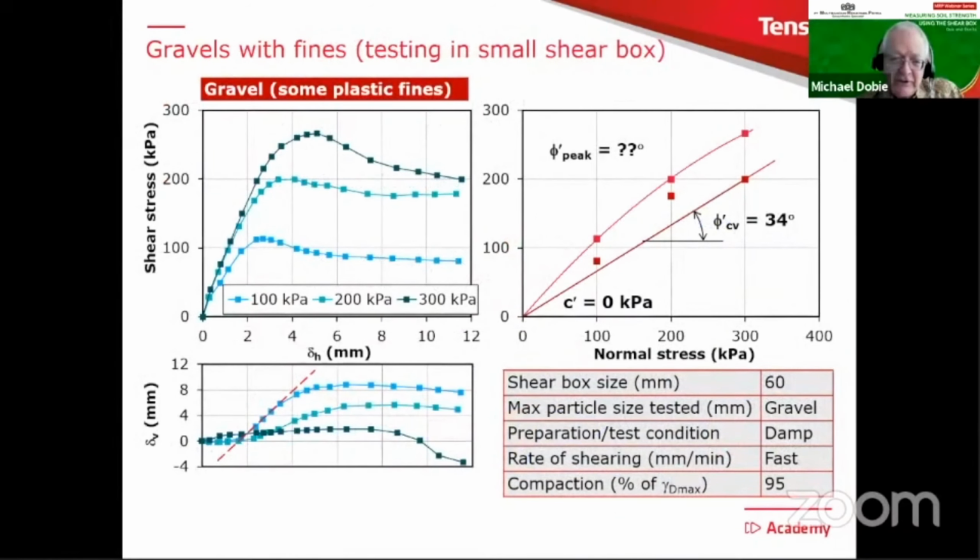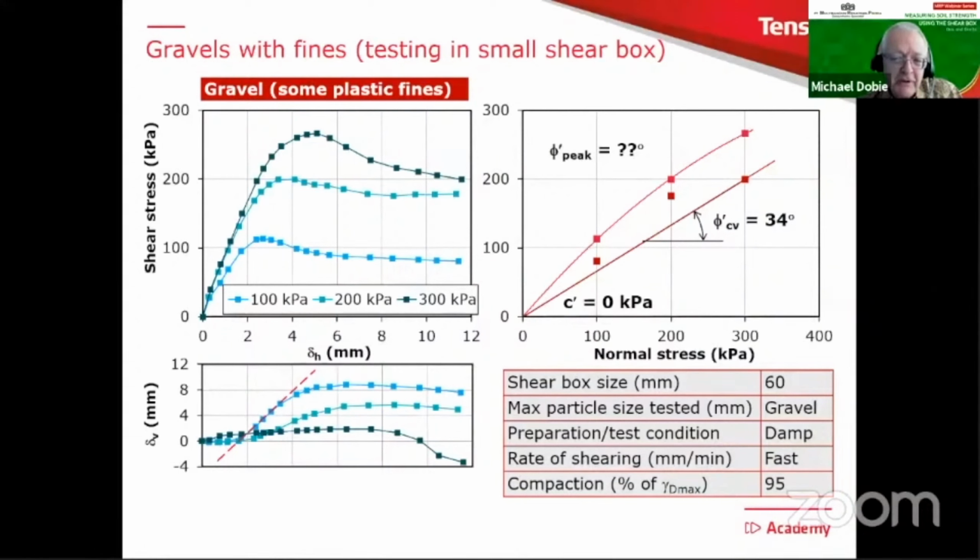Here's a rather interesting test. When you first look at this one, it doesn't look bad, but it is a test on gravel and it's got some plastic fines. And when we look at the shear stress versus horizontal displacement graph, they look quite good. You've got some peaks and they drop down to lower values. But when we look at the details, it's a 60 millimeter shear box testing a gravel carried out damp with a fast rate of displacement, fairly well compacted. So you have to be somewhat curious and suspicious about a test like this.